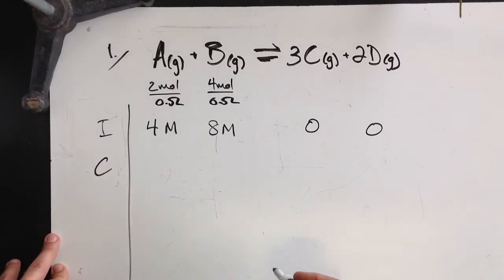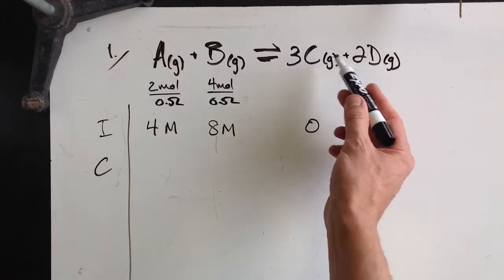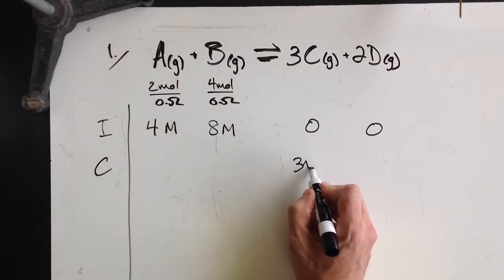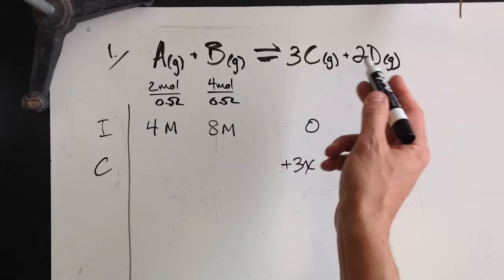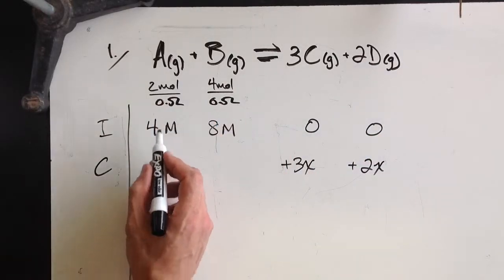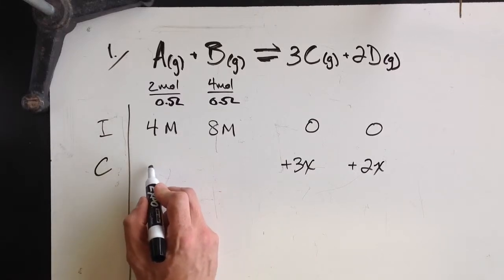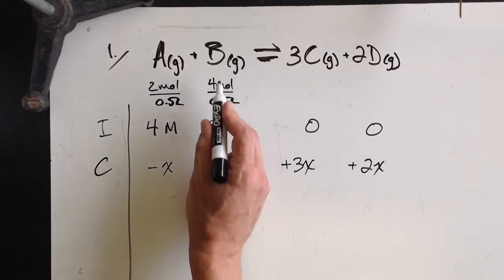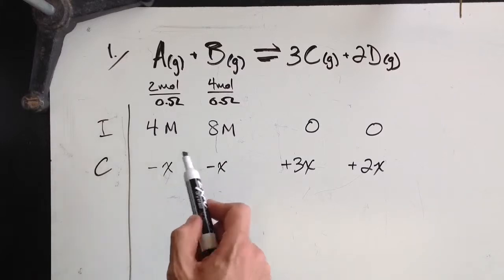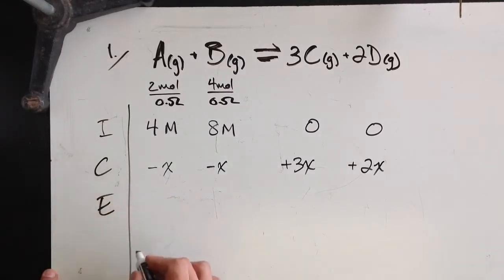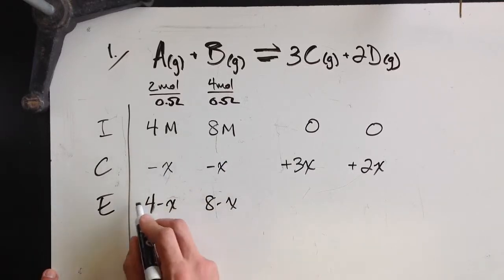Now when I do my change, I'm looking over here, and remember I've got coefficients. So this is going to be 3x and this is going to be 2x, and we're adding that because our product concentration is going to go up. At the same time, our reactant concentration is going to go down, so we're subtracting x and subtracting x. Why? Because it's a 1-to-1 ratio, so we're only taking off 1x here. Then our equilibrium concentration is going to be 4 minus x, 8 minus x.